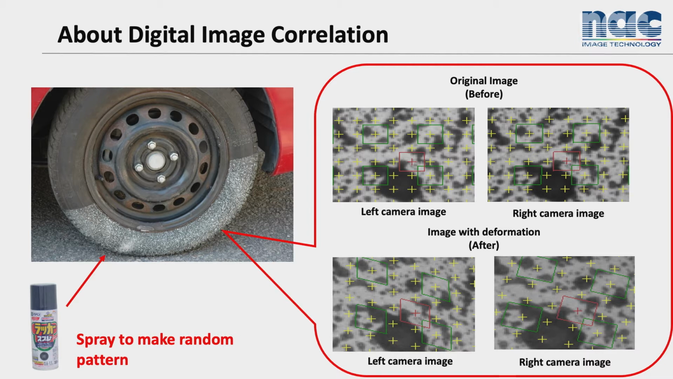When you do DIC analysis, it's necessary to spray the entire surface of the object before making the test. We can get the information about 3D position from the random pattern when we shoot with two cameras. And we can see how much the spray particles on the entire surface move, and we can analyze the deformation of the entire surface.